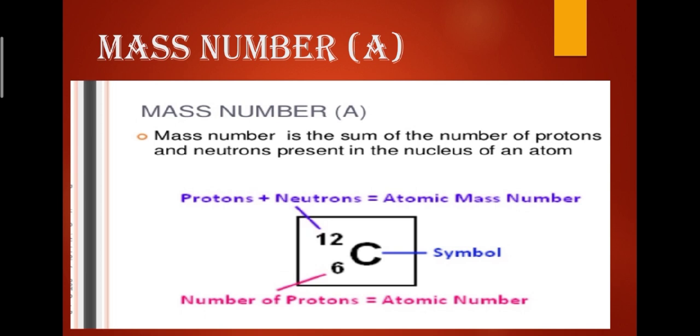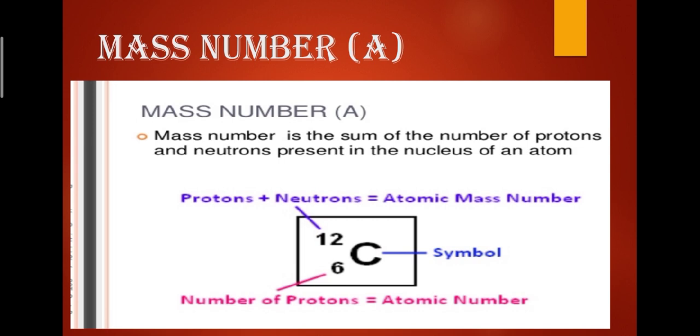The next is mass number. Mass number is defined as the sum of the total number of protons and neutrons present in the nucleus of an atom of an element. It is denoted by the capital letter A. For example, the mass number of the element aluminium is 27, which contains 13 protons and 14 neutrons. So mass number is equal to the number of protons plus the number of neutrons. The number of protons P is equal to the atomic number.